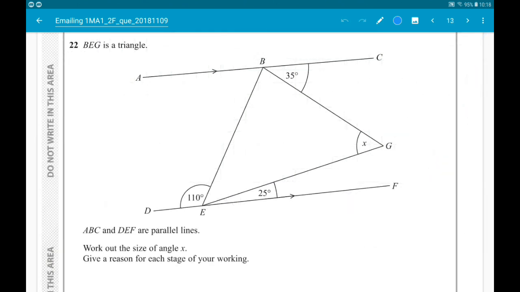Okay, number 22. BEG is a triangle. We are told ABC and DEF are parallel lines. Work out the size of angle X, which is off on the right. And we want to give a reason for each stage of your working. Okay, so angle X is inside a triangle, angles in triangles add up to 180. So if we can find the other two, bingo.